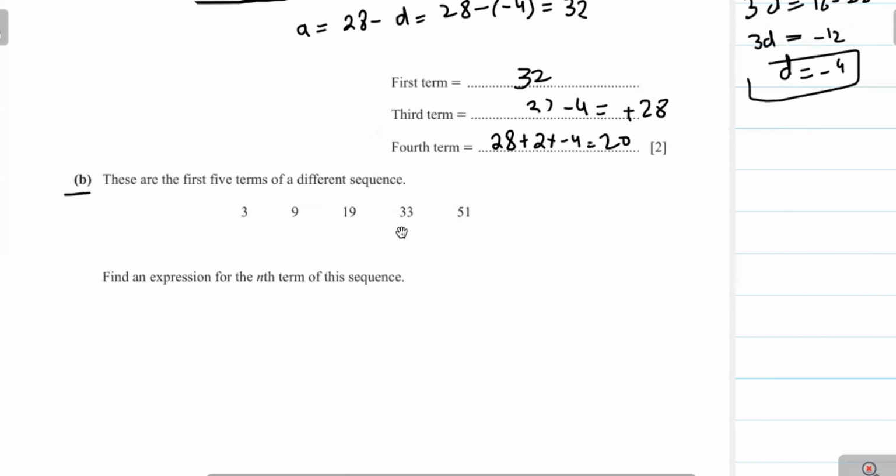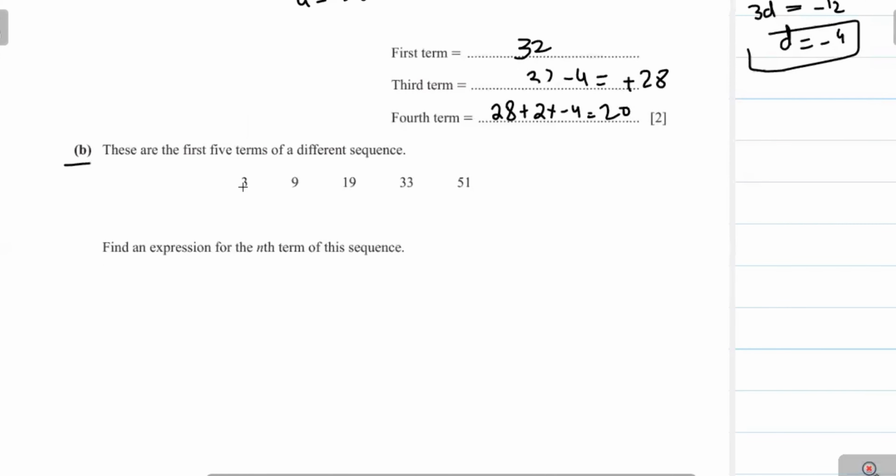Part B, there are the first five terms of a different sequence. Firstly, we will find the difference between these values. You see here, 9 minus 3 is 6. 19 minus 9 is 10. 33 minus 19 is 14. And 51 minus 33 is 18.